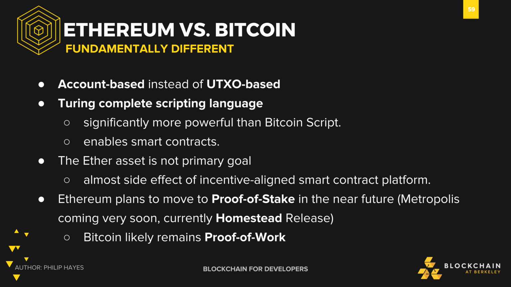And right now we're on the Homestead release, but soon Metropolis will release. And we'll have to update this course to reflect that. So Bitcoin is going to remain proof of work. Ethereum is still proof of work, but it will move over to proof of stake.